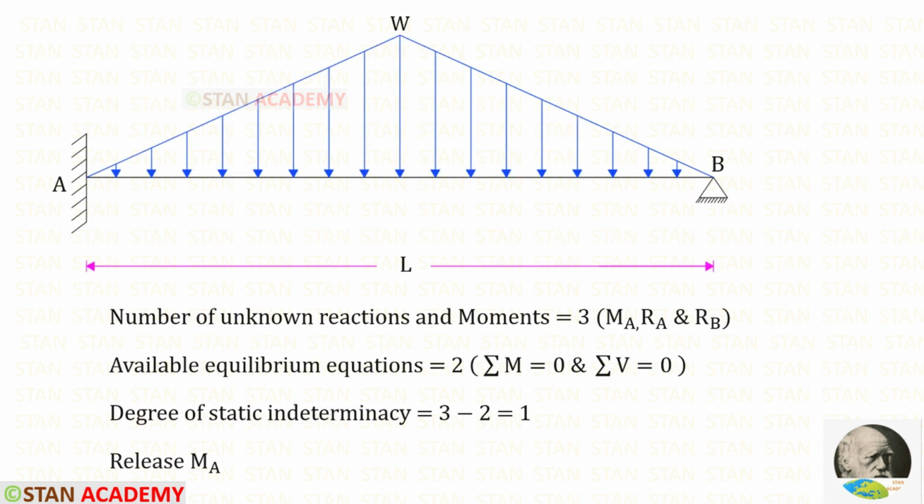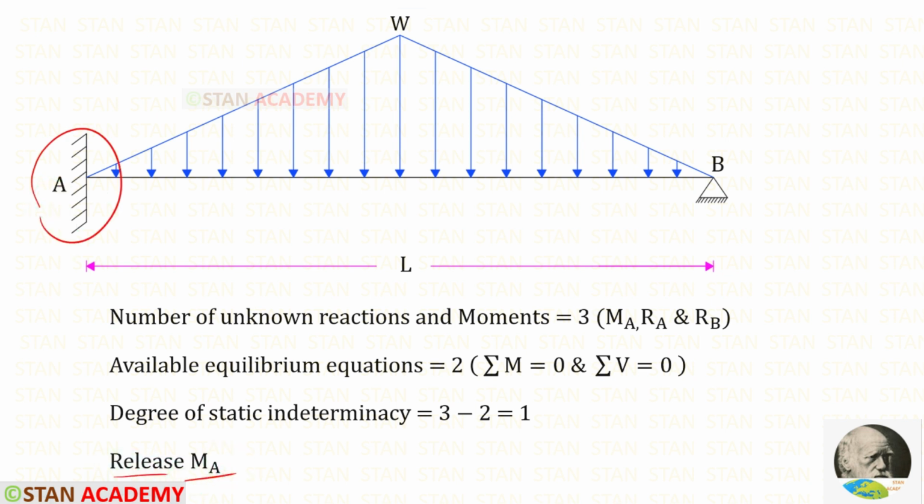Now let us find the degree of static indeterminacy. In this beam, the number of unknown reactions and moments is 3. The available equilibrium equations are 2. The degree of static indeterminacy is equal to 3 minus 2. We will get 1. From point A, let us release MA.